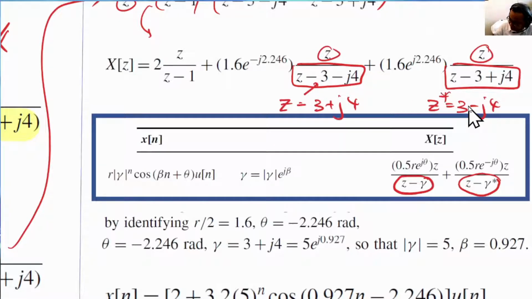So this is z star. So this z1 is the pole position. This is 3 minus j4. It's the complex conjugate. So this is what we're talking about. What about the numerator?